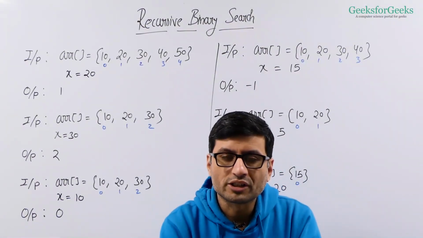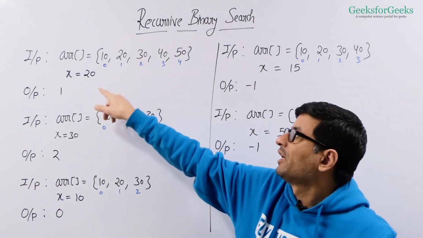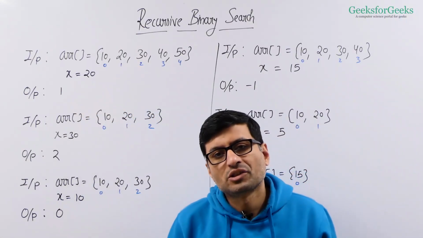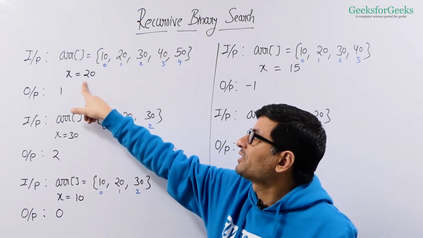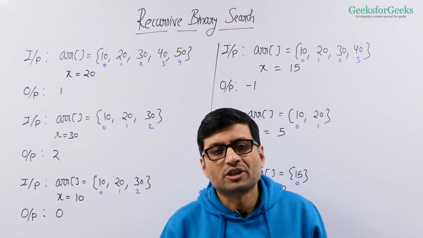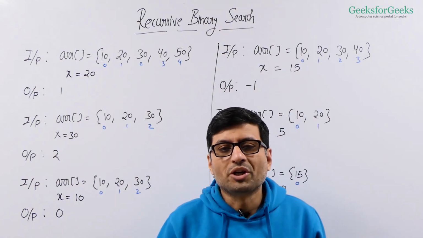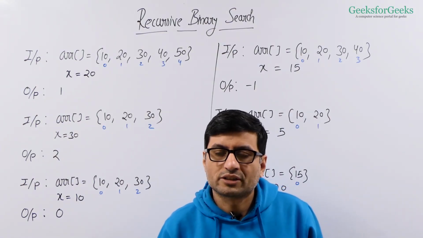Let us talk about recursive binary search. We are given a sorted array and an element to be searched in the array. We need to write a recursive function that takes this sorted array as an argument, this element as an argument, and returns index of this element if it is present in the array and -1 otherwise. If there are multiple occurrences of this element, then this function can return any of the indexes.